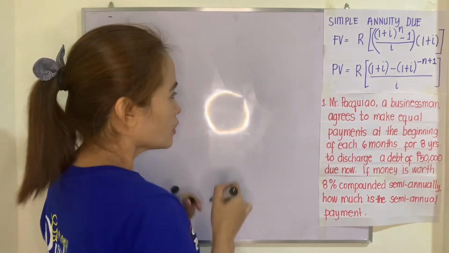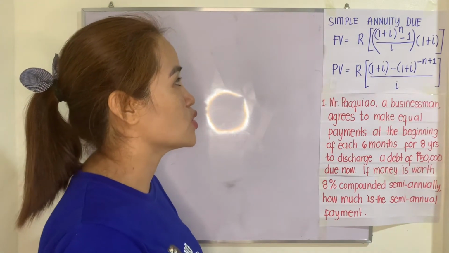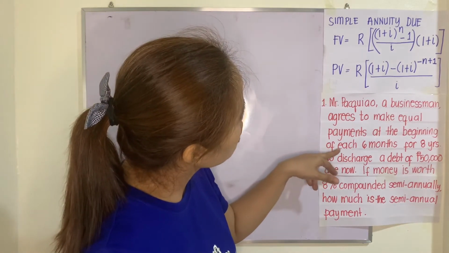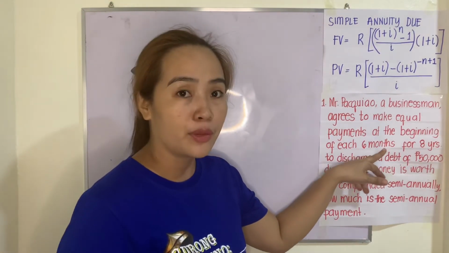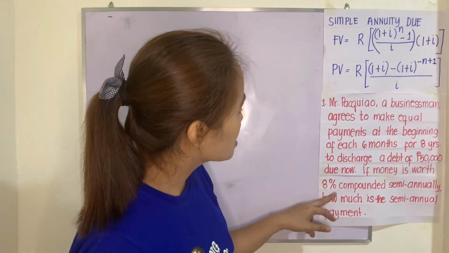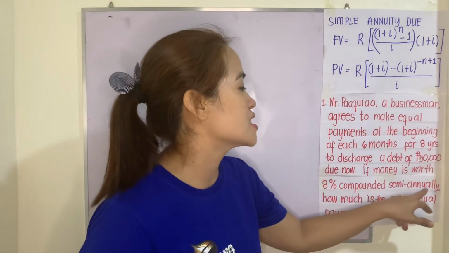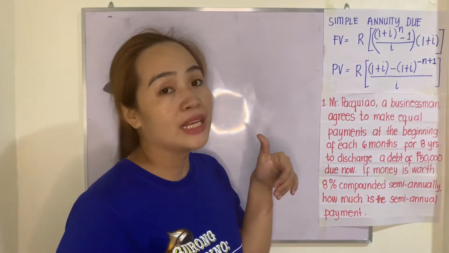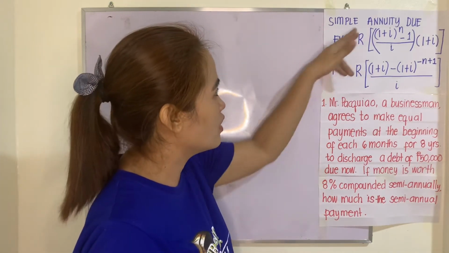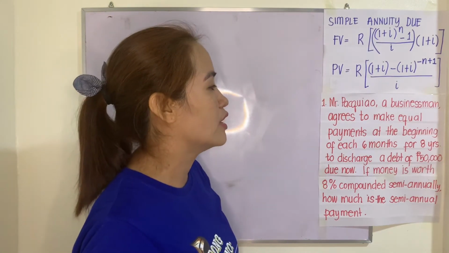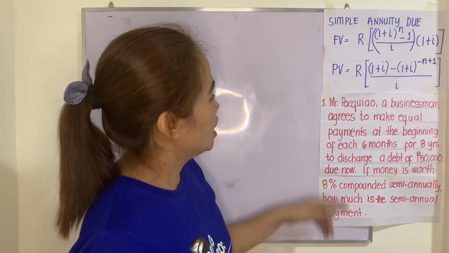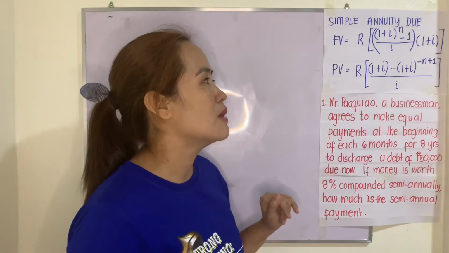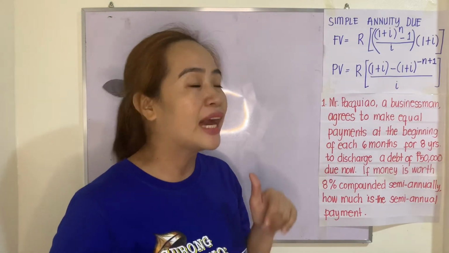So, let us verify first whether this one is a simple annuity. This one is each 6 months, that is the payment interval. It is the same as the compounding interval, which is semi-annually. So, they are the same or they are equal. Therefore, it's really a simple annuity. Let us verify this time if it is an annuity due. It says here, payments at the beginning of each 6 months. So therefore, this is really an annuity due.